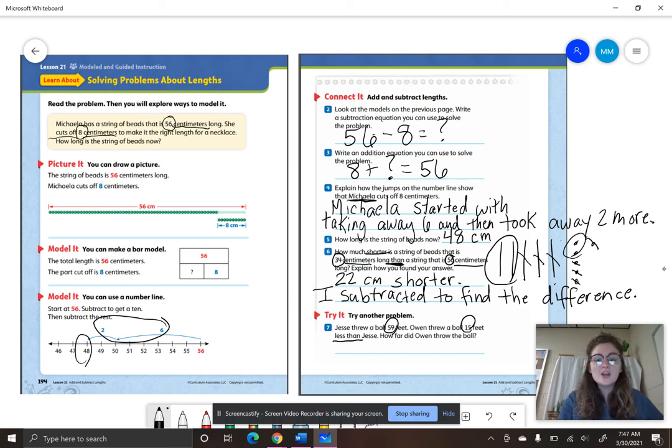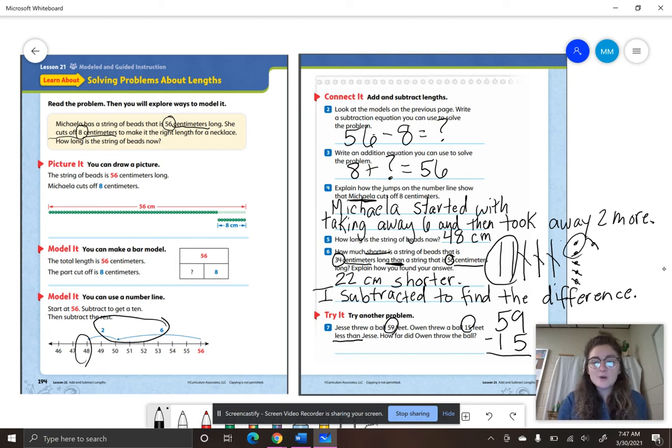All right, so we know that our whole is Jesse's length, right? He threw 59 feet. 59 is the whole. That is what we are comparing. Owen threw 15 feet less than Jesse. So we are trying to find how much less than. Remember that word than tells us that we are comparing, so we can make a subtraction equation. So I am going to take away 15 feet to find the difference in the length that was thrown.